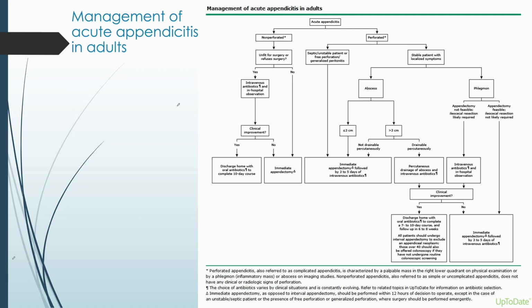Here's the management for acute appendicitis in adults. This is what I was talking about: there are situations where you can do a discharge with antibiotics instead of surgery, and this walks you through that. It also shows you what to do if you have an abscess formation or phlegmon, and how to delay surgery. This is a little more than what I would expect you to know, though, for our test.